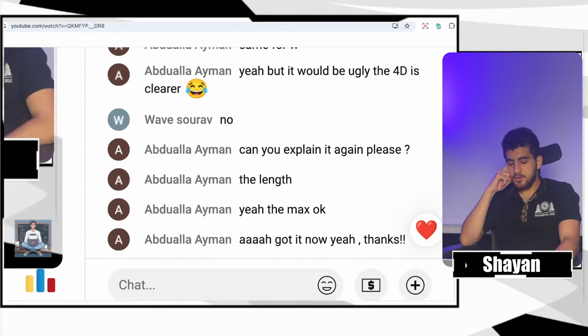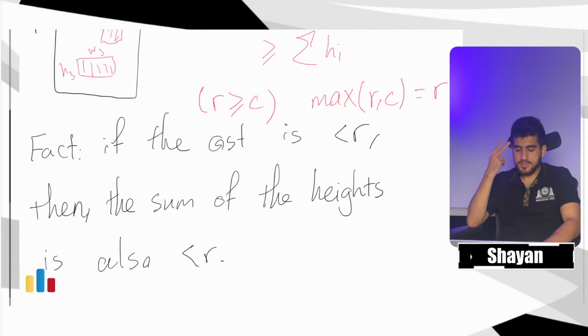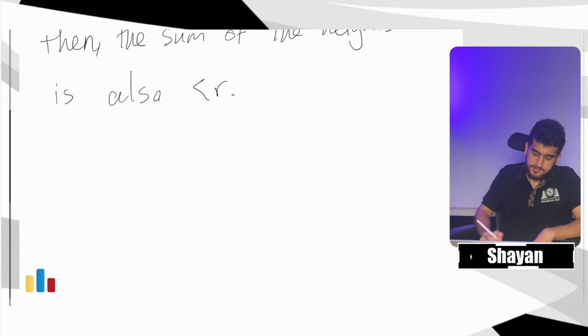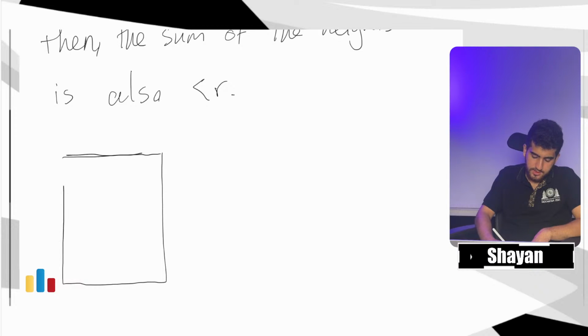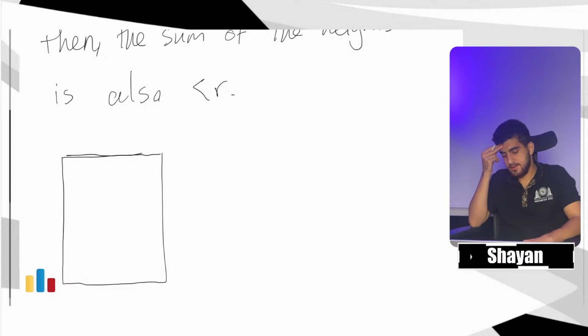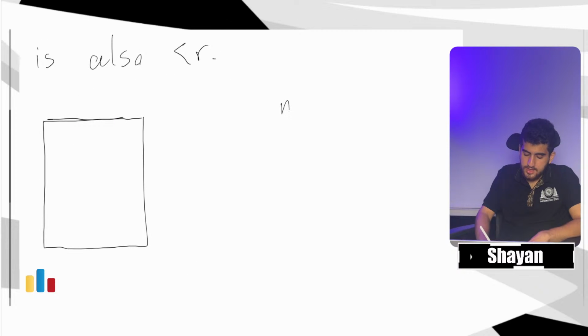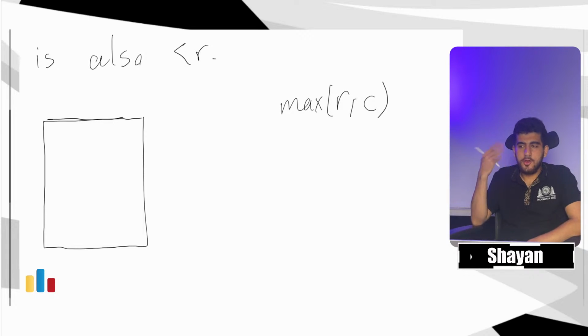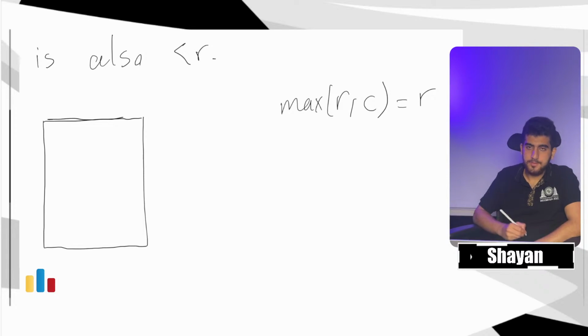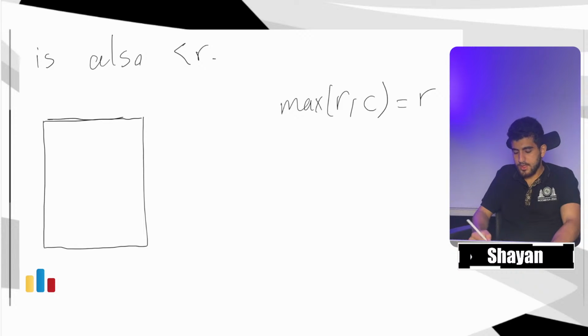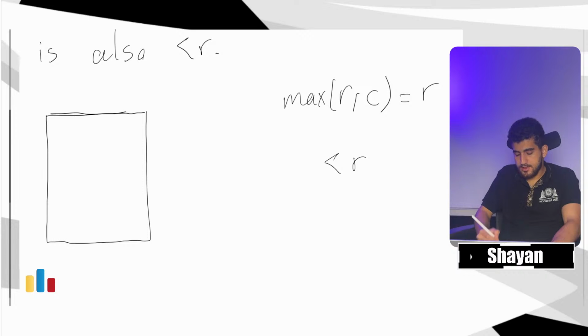So, I know that the sum of the heights is going to be less than R. What can I say? There's one important thing that I can say here. I assume that I have the answer of the maximum of R and C. Now I want to make something better than this. I assume that the maximum of R and C is R. If I want to make something better than this, my cost needs to be less than R, and the sum of the heights must also be less than R.